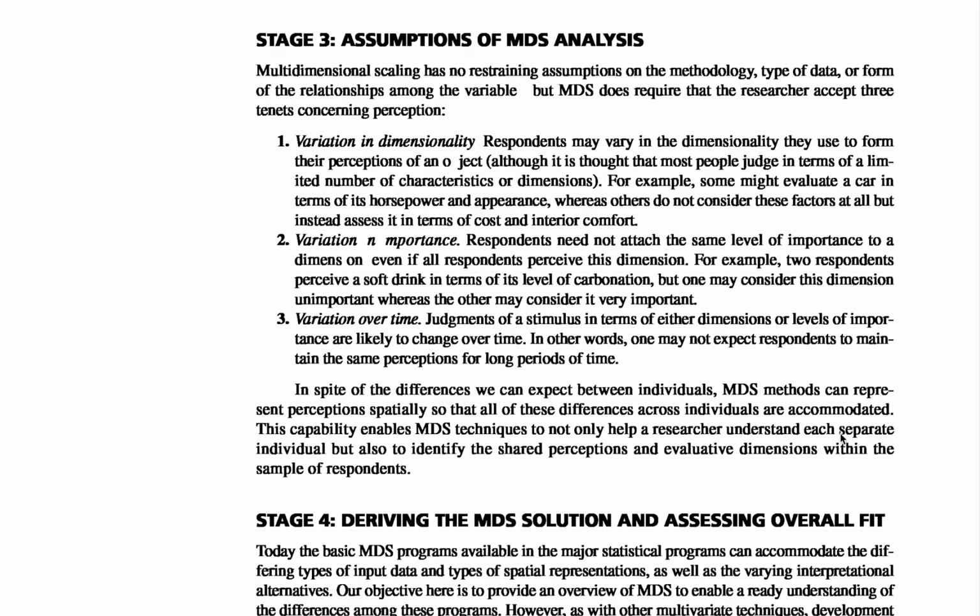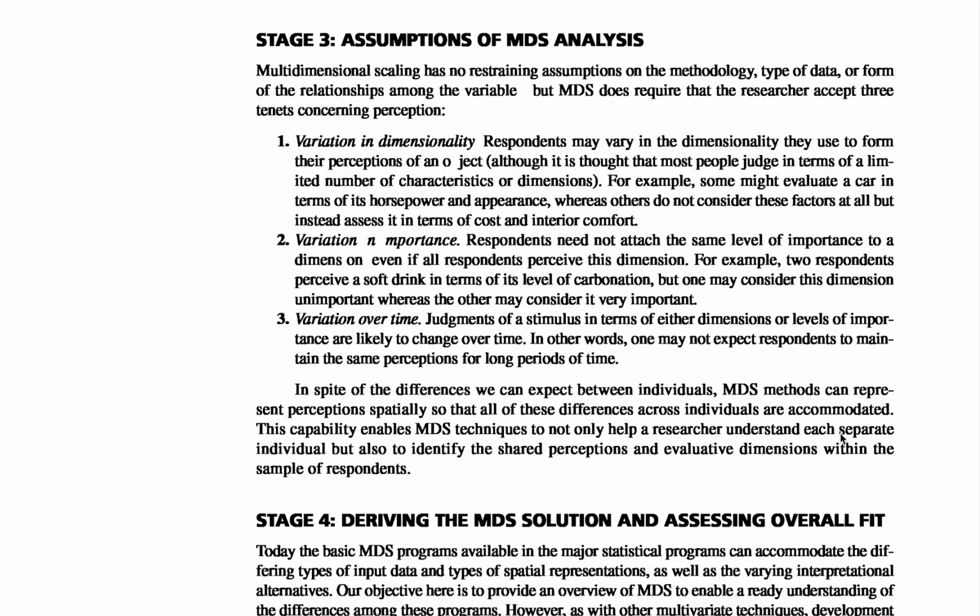Variation in importance. Respondents need not attach the same level of importance to a dimension, even if all the respondents perceive the dimension. For example, two respondents may perceive a soft drink in terms of its level of carbonation, but one may consider this dimension unimportant, whereas the other may consider it very important. Variation over time. Judgments of a stimulus, in terms of either the dimensions or their level of importance, are likely to change over time. In other words, one may not expect respondents to maintain the same perceptions for a long period of time.